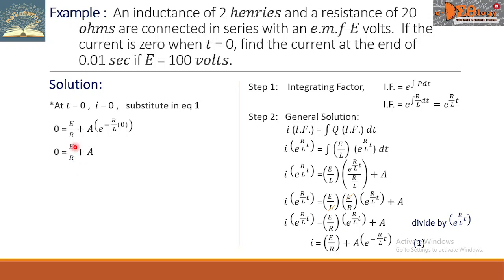Let us transpose this E over R on the left side, so the sign will change. Then the value of A is derived. It means to say the value of A is equal to the negative of E over R. This value we will substitute in equation 1. So equation 1 becomes like this, and we can simplify this further because E over R is common in the two terms. When we factor out this E over R, it becomes like this. Then this is called now equation number 2.